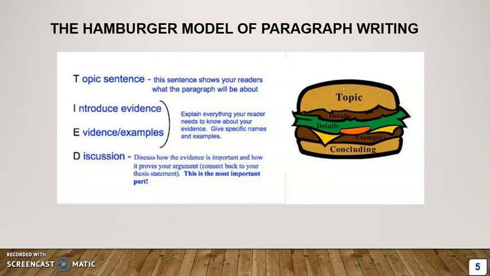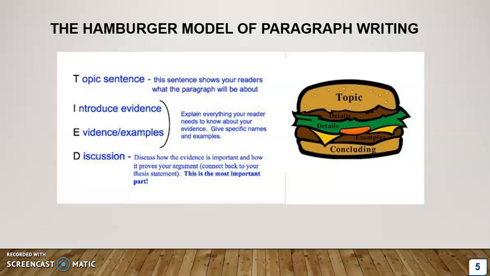And now let's take a look at the hamburger model of paragraph writing. Did you know that writing a paragraph is a lot like a hamburger? So now let's find out how we can write an effective body paragraph using the hamburger model. In this hamburger model for writing, each piece of the burger represents a different part or a different component of a well-written paragraph.